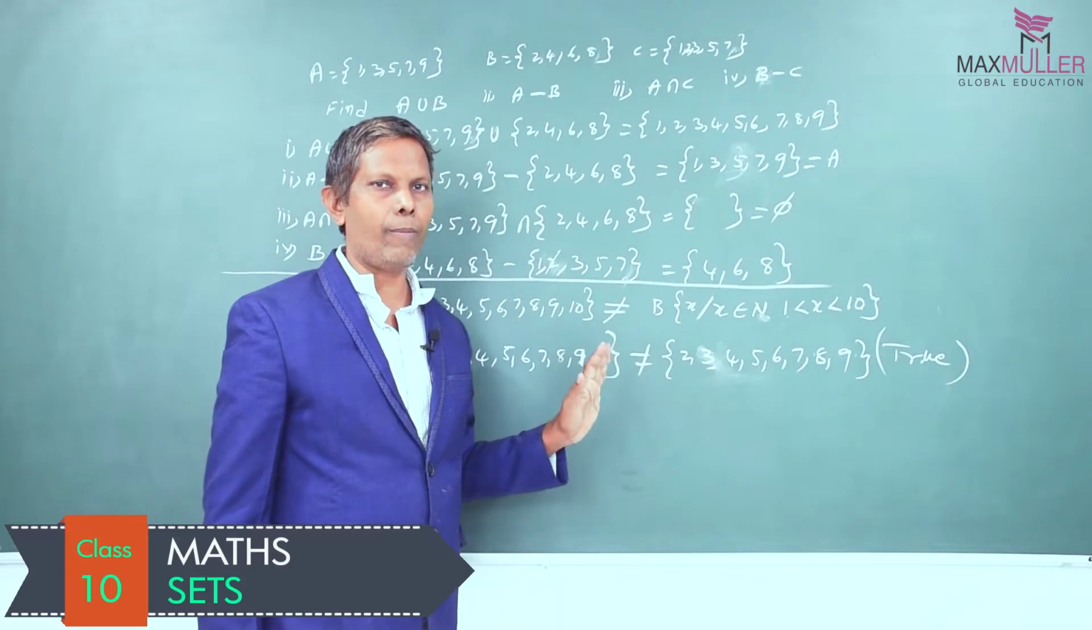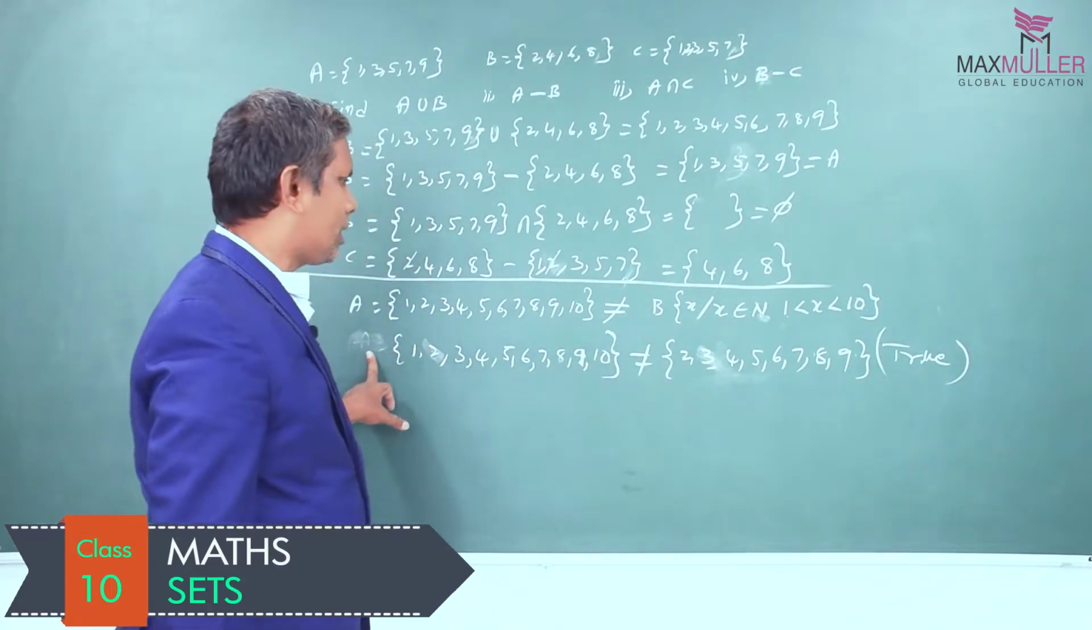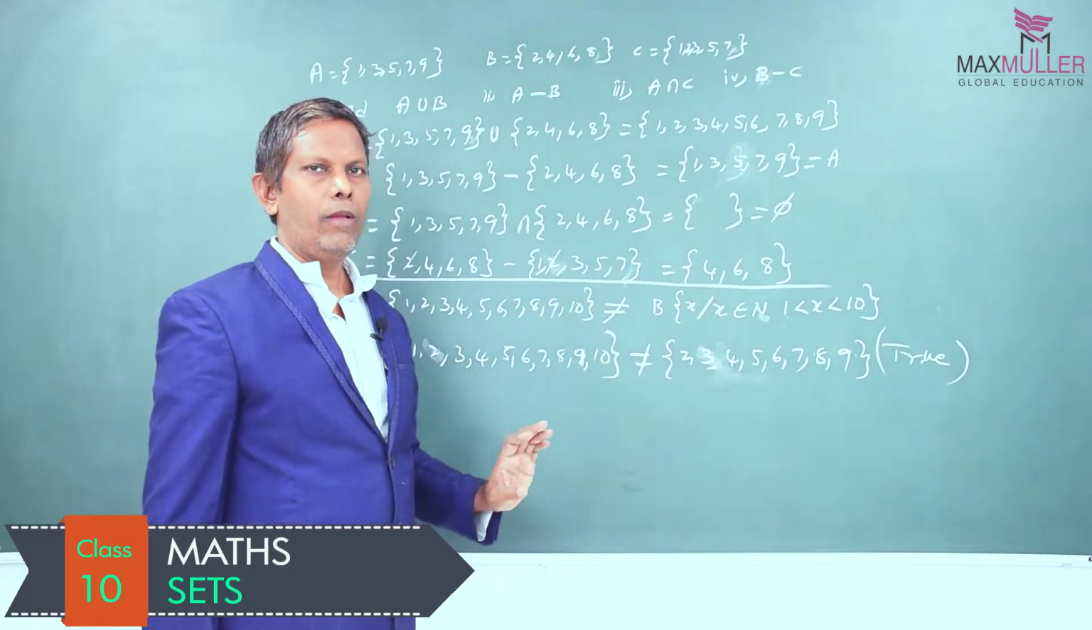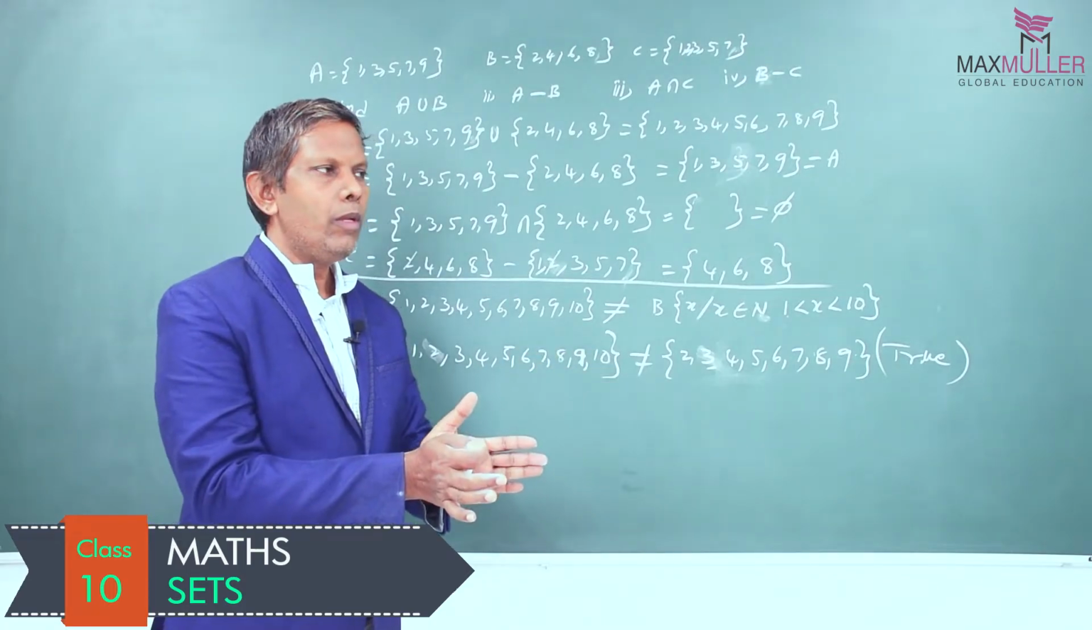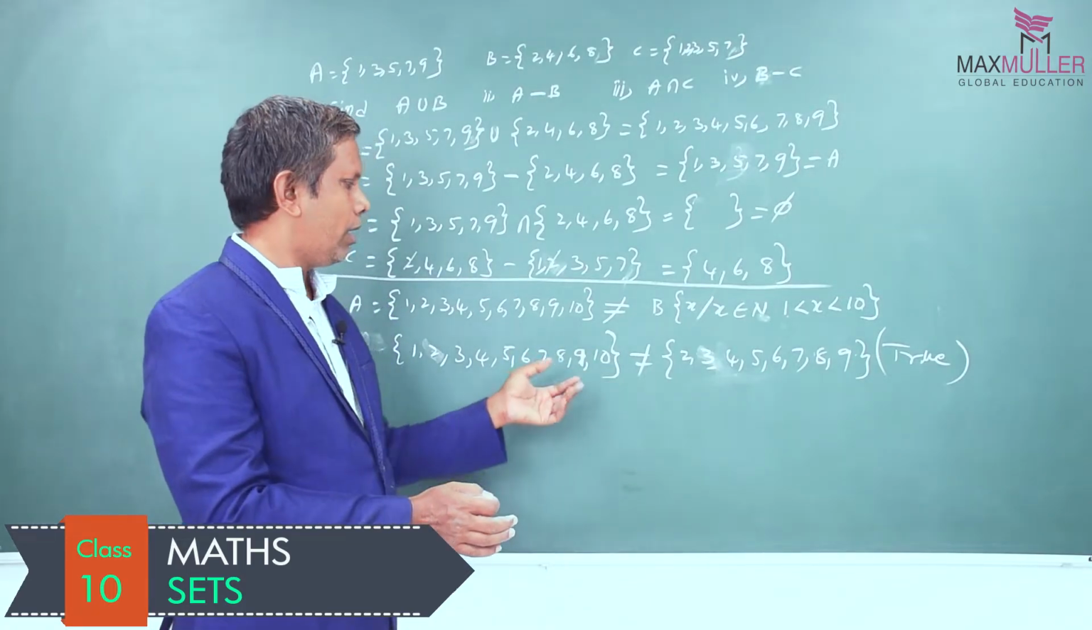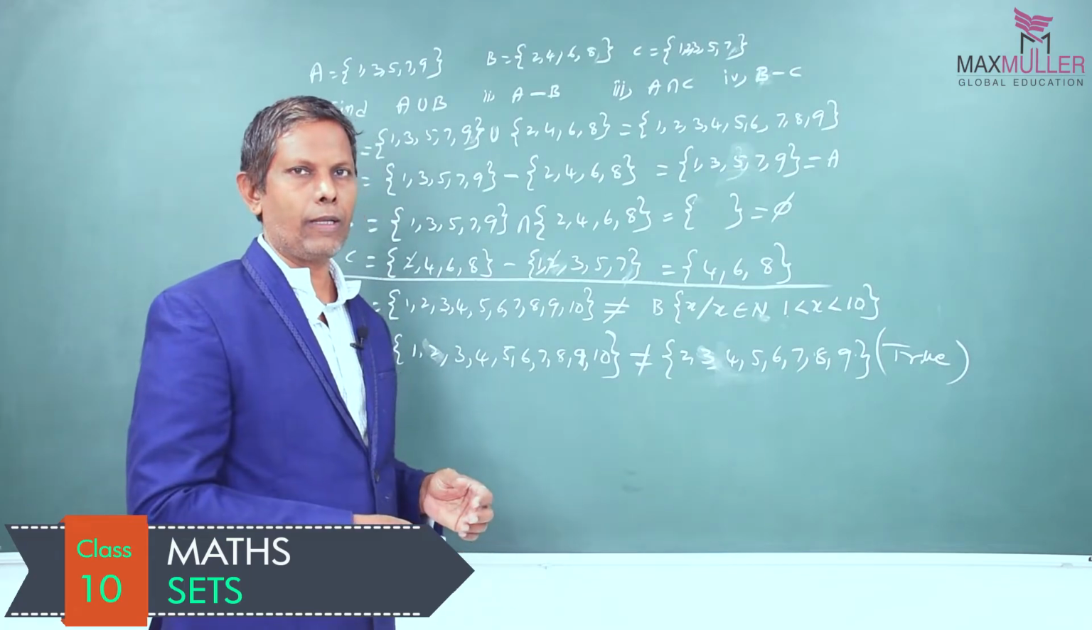Write the reasons, compulsory. So if, in the first set and second set, all the elements are the same, then it is said to be equality, equal sets.